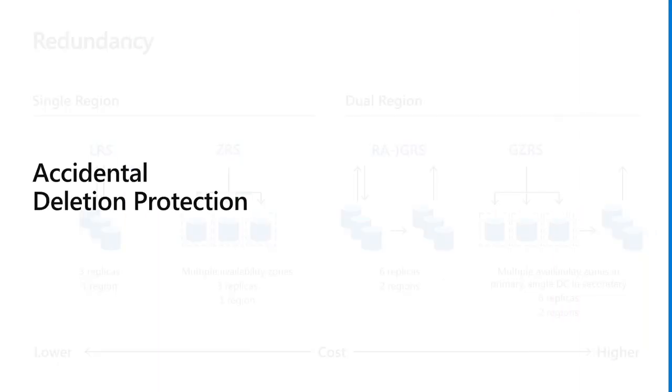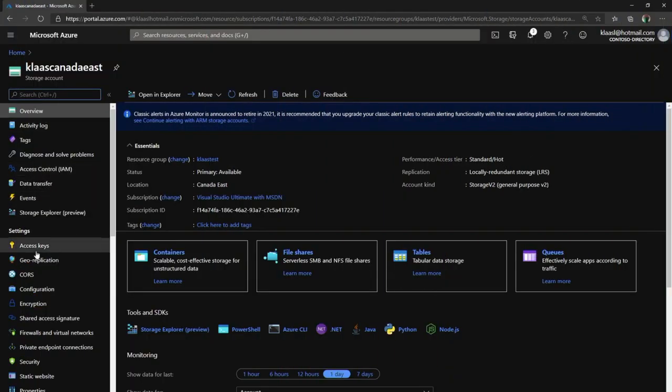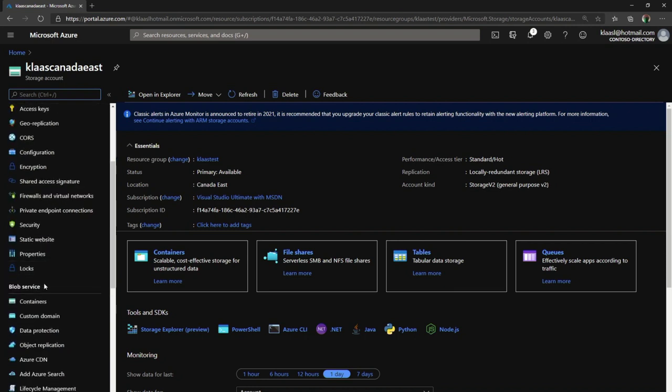With that, I want to talk about protecting against accidental deletion, and there's different scopes to think about. All the way from the file or blob, how do you protect against those being deleted, to the container that they sit in, to the storage account, which contains the containers and the blobs. And so with that, I have a short demo to talk about all 3. So in this one, I'm going to go to my Canada East storage account.